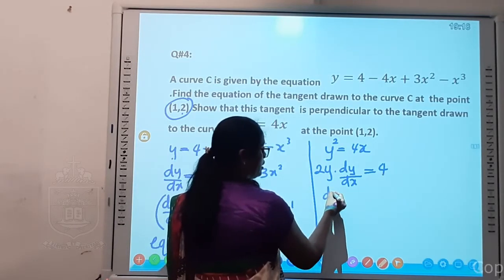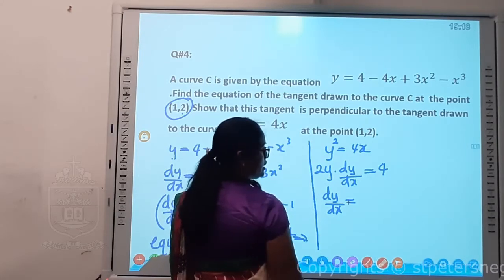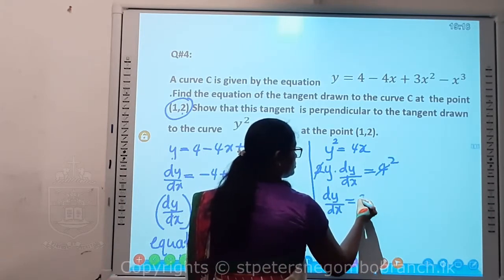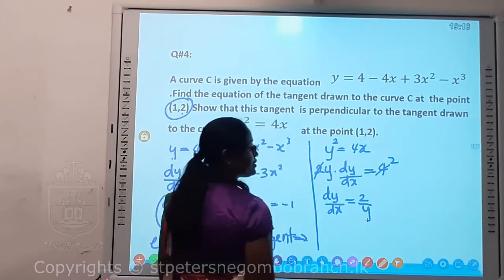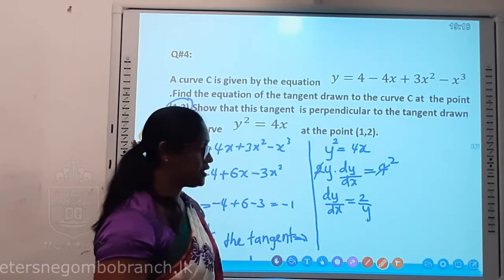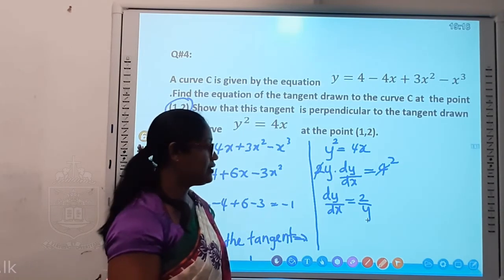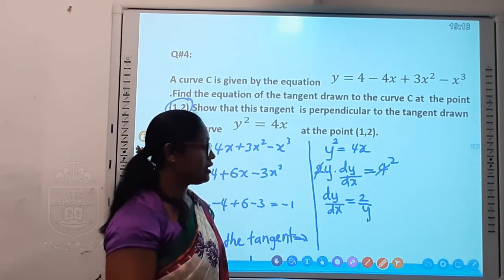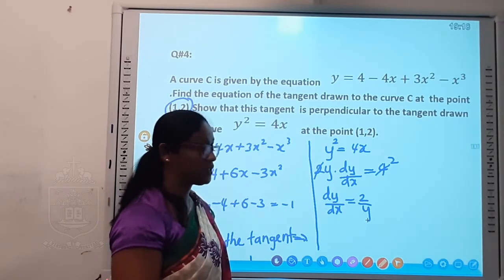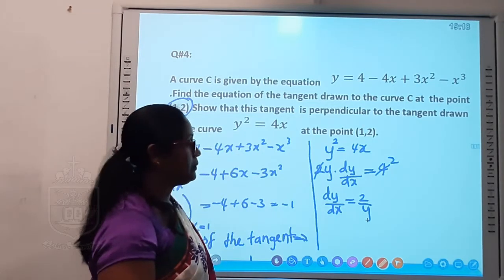Now I just make dy over dx the subject in this equation. It is equal to, here 2 can be cancelled, so it is 2 over y. Right? So this is the derivative function we found in implicit form. With this we can find the gradient. So this is not a normal question, right? Earlier we just substituted the value for x, but here we want to substitute the value for y.